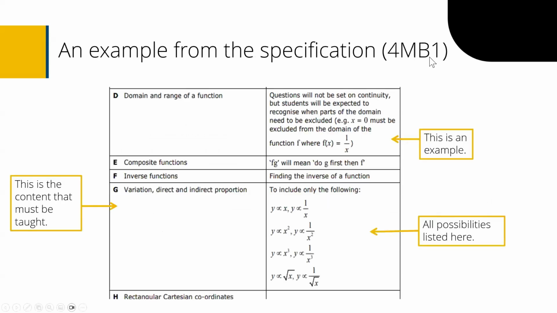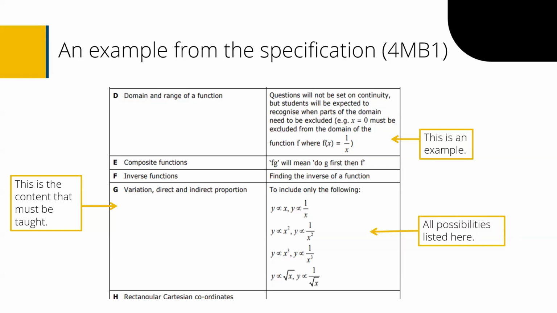Now, here's an example from specification B. On the left-hand column there, it deals with actual content that must be taught, and you can see that here. Let's see if I can use my mouse. There we go. And the right-hand column has clarifications and examples of possible content. This comes from topic 4, functions.